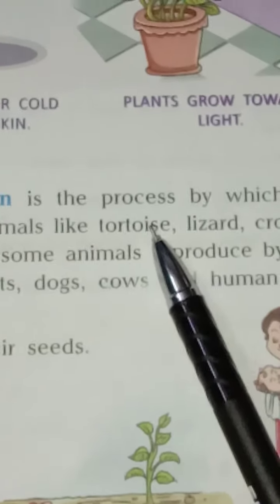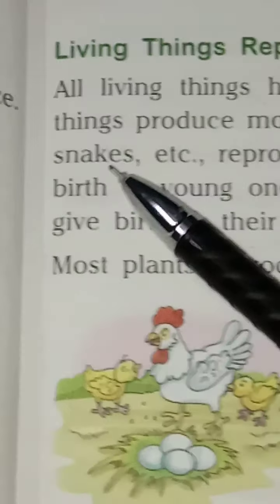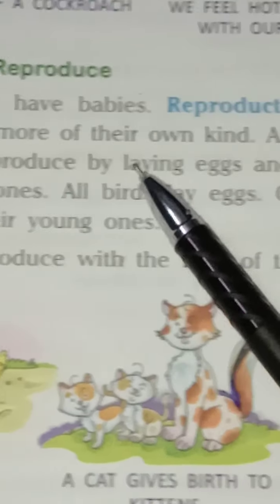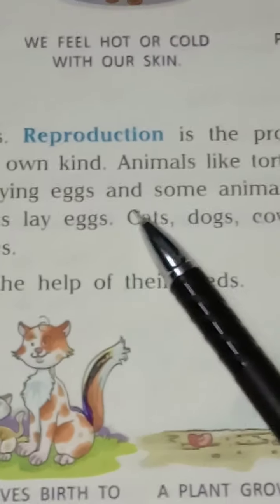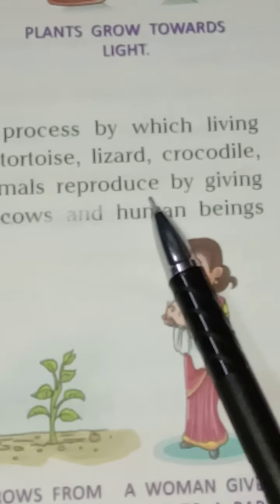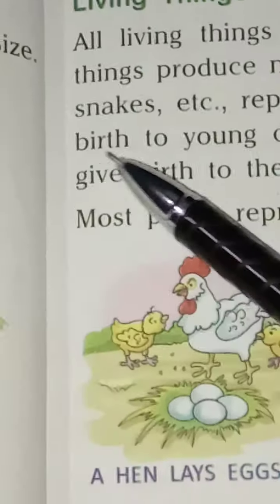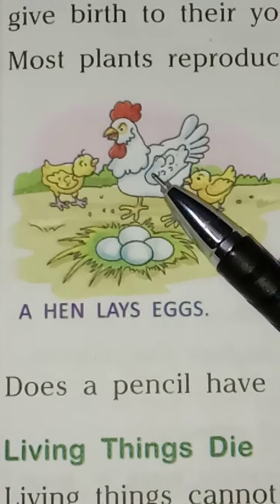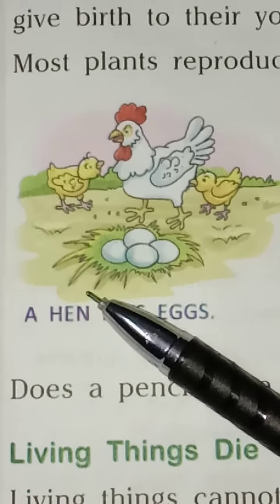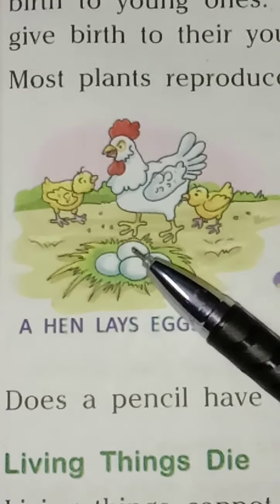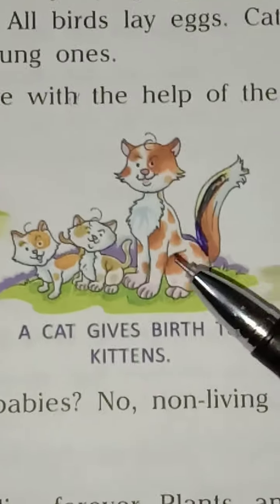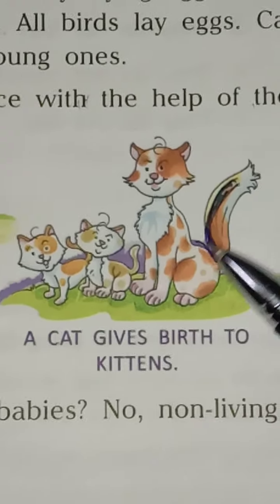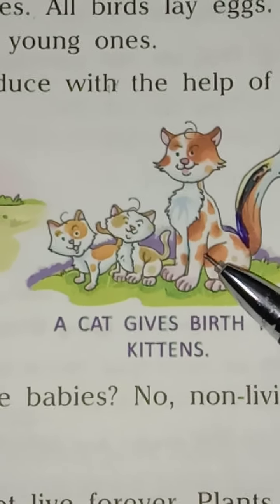Now, animals like tortoise, lizard, crocodile, snake, etc. reproduce by laying eggs, and some animals reproduce by giving birth to young ones. Student, you can see in this diagram, hen lays egg. Now, in this diagram, a cat gives birth to kittens.